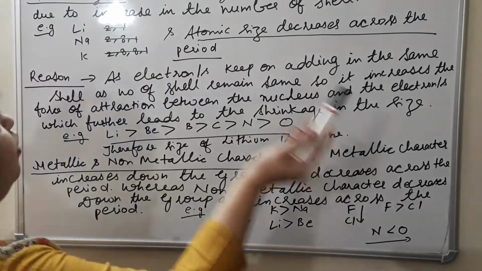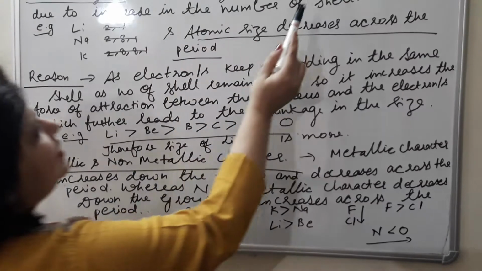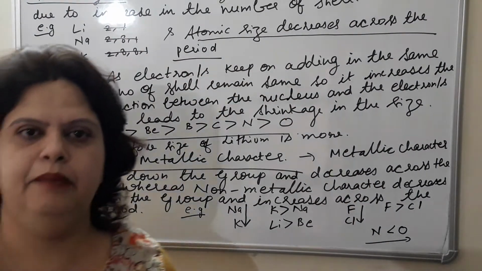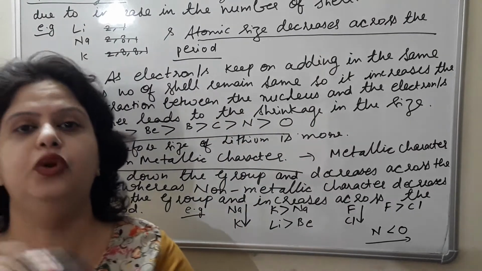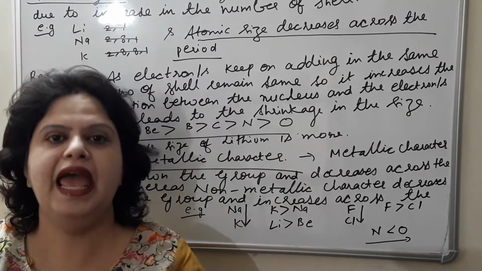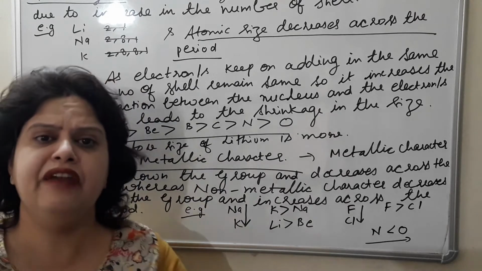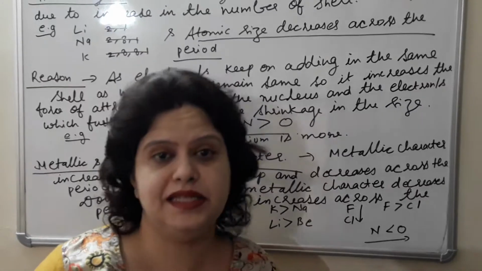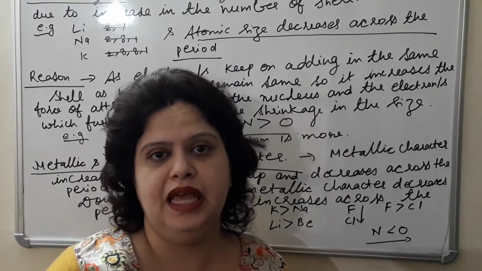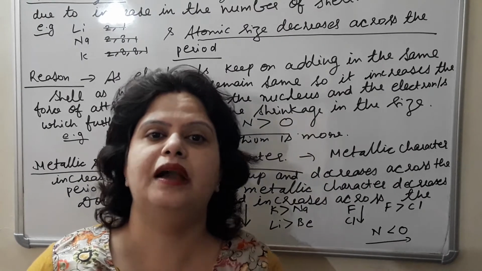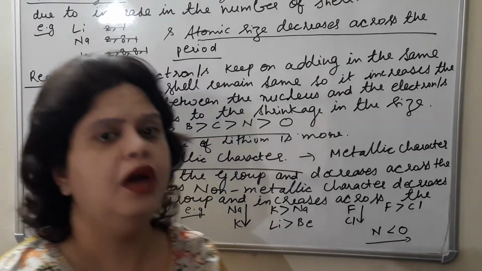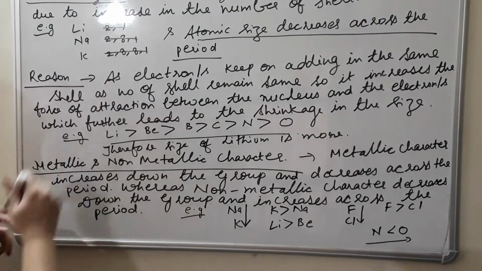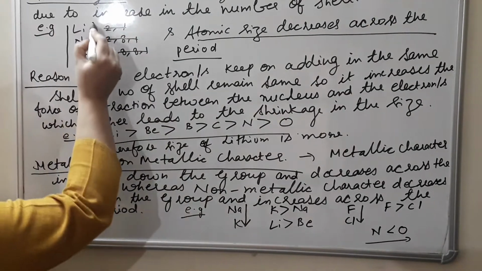As you see, I have already written here, atomic size increases down the group due to increase in the number of shells, because it is the distance between the nucleus and the outermost shell as we move down the group. Wherever you have to explain something or justify your answer with the help of an example, it's always better to take a comparison between two elements, 2 or 3 at maximum. And here I have taken lithium, sodium, potassium.